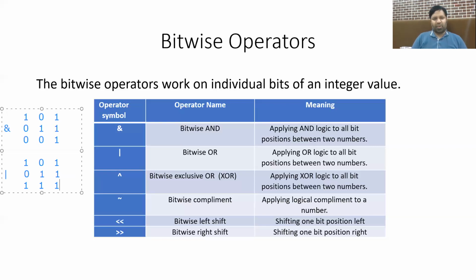So here is a list of 6 bitwise operators that you can apply. The first bitwise operator is called AND.